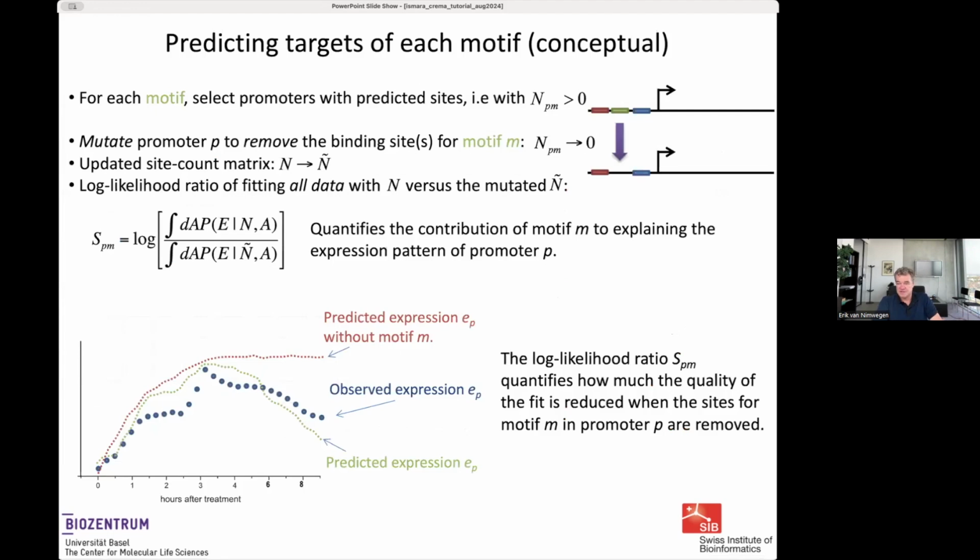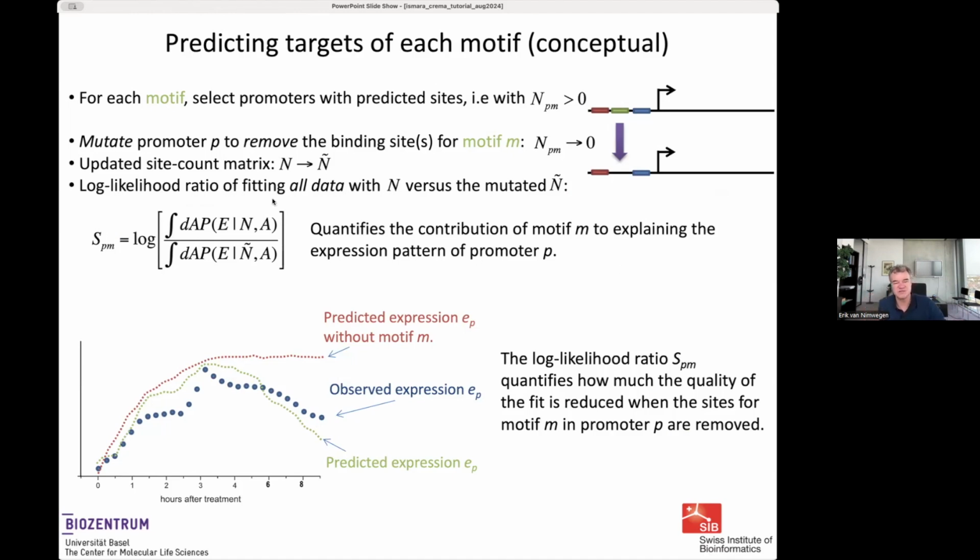All right, so the next thing is that we're going to give you a list of predicted targets of the motif. So importantly, we have these candidate targets that we've gotten by predicting these binding sites. But we want to make a more accurate prediction by looking at for which promoters this binding site is actually important for predicting the expression of the promoter.